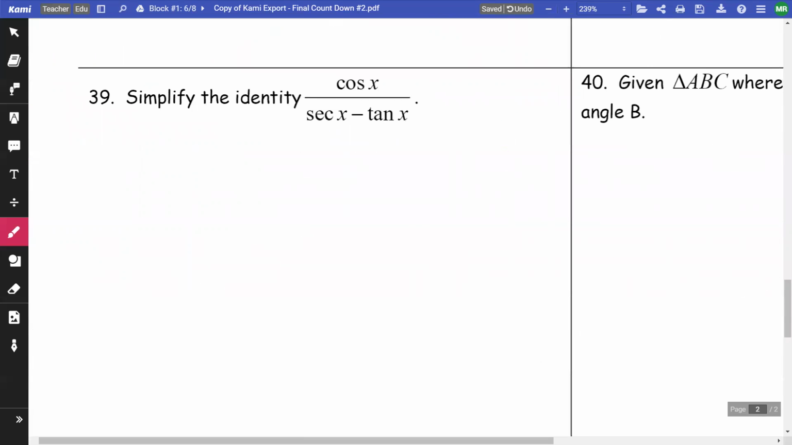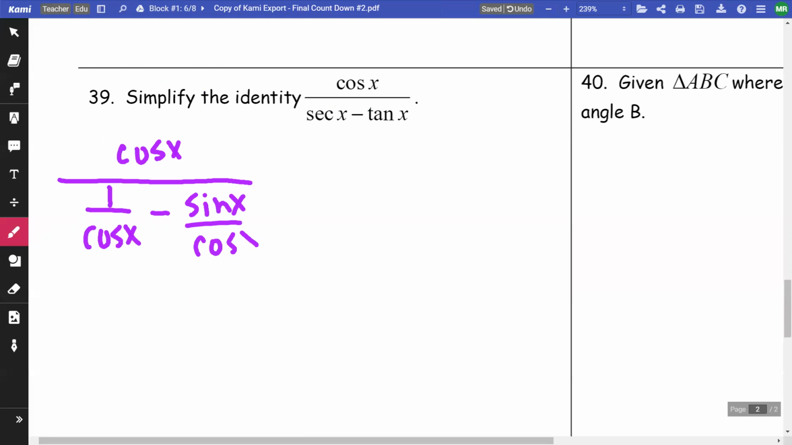On 39, we're trying to simplify this. What I'm going to do is rewrite everything in terms of sines and cosines. So I'm going to keep my cosine x. My secant is going to be 1 over cosine x because it's the reciprocal of cosine. My tangent is going to be sine x over cosine x. Then I'm going to try to get rid of having that cosine x in the denominator of my denominator. I don't want fractions in fractions, so I'm going to multiply the top by cosine x and the bottom by cosine x.